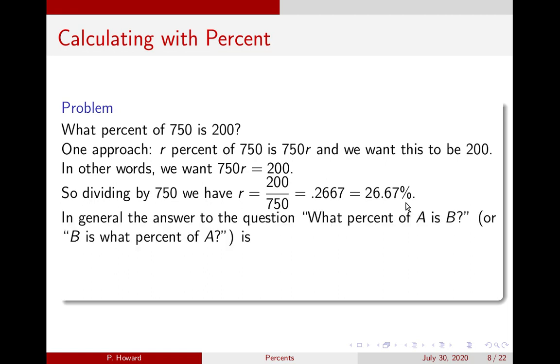So in general, and this is the easy way to do things, the answer to the question, what percent of A is B, or B is what percent of A, is simply B over A. B is B over A percent of A. And this gives you the decimal form of the percent as in the example.